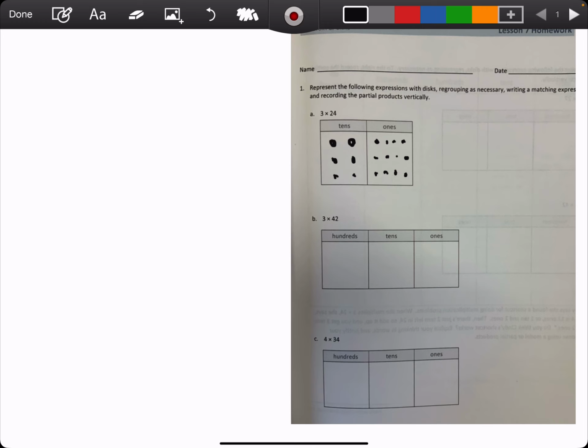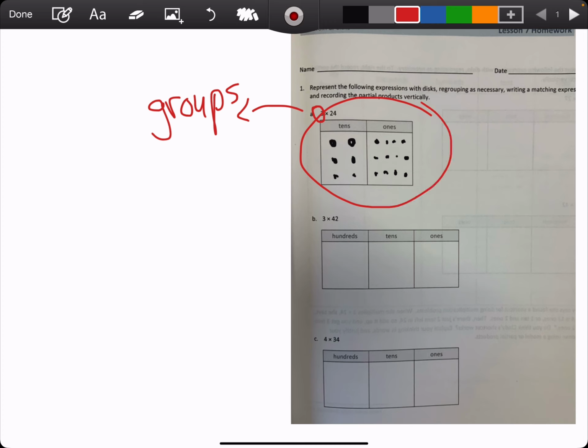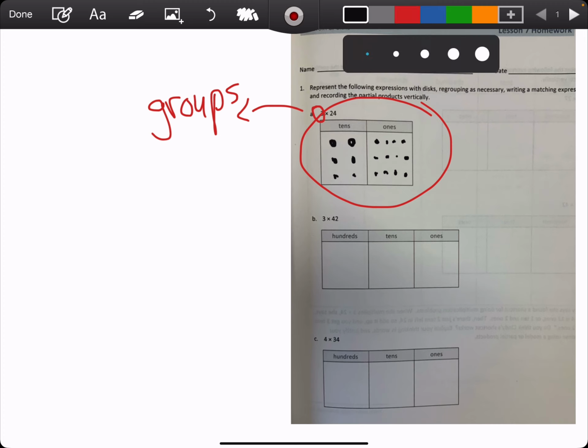So when I say copies, I'm also referring to groups. So I also here have 3 groups of 24. And that is what you can see over here. My 3 groups of 24. So I want to now leave that there, and I'm going to show this problem using standard algorithm.